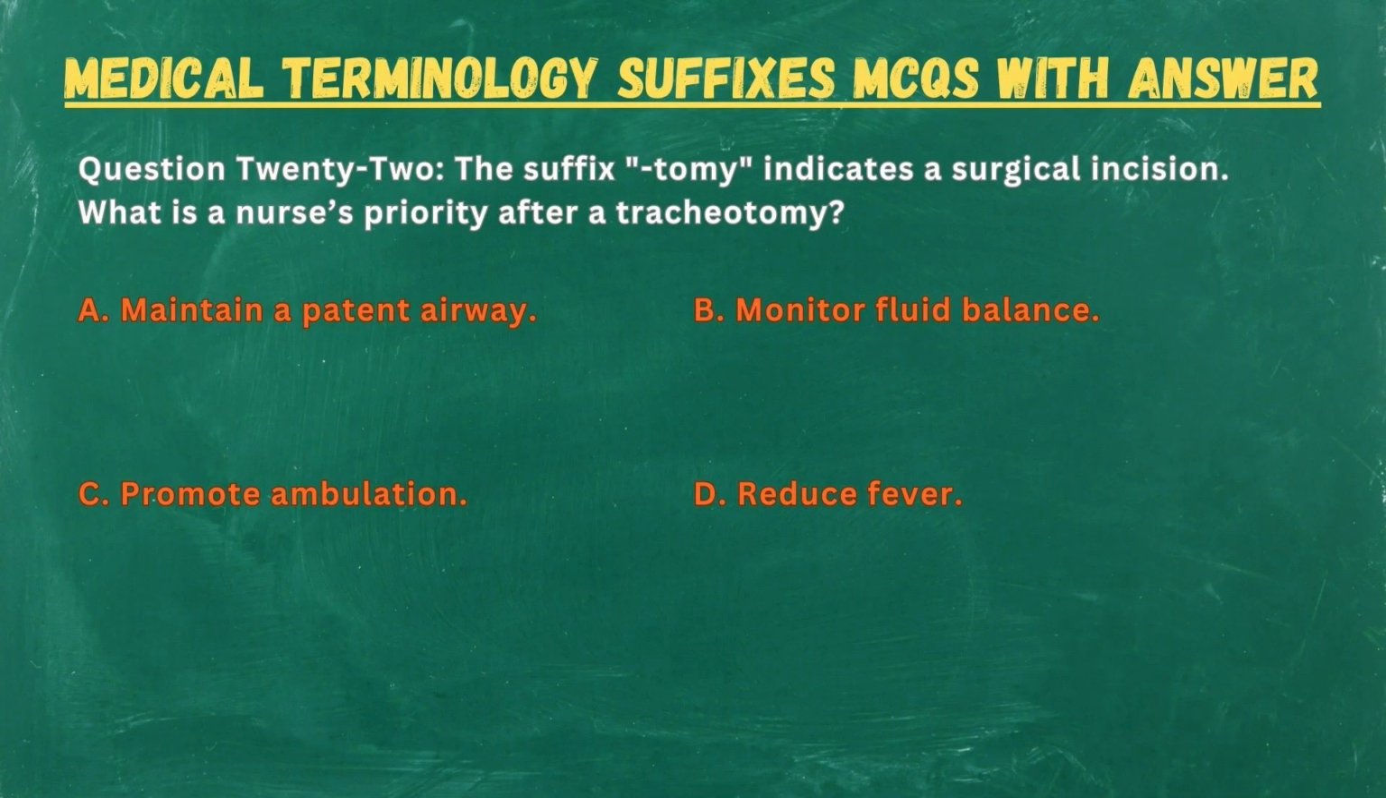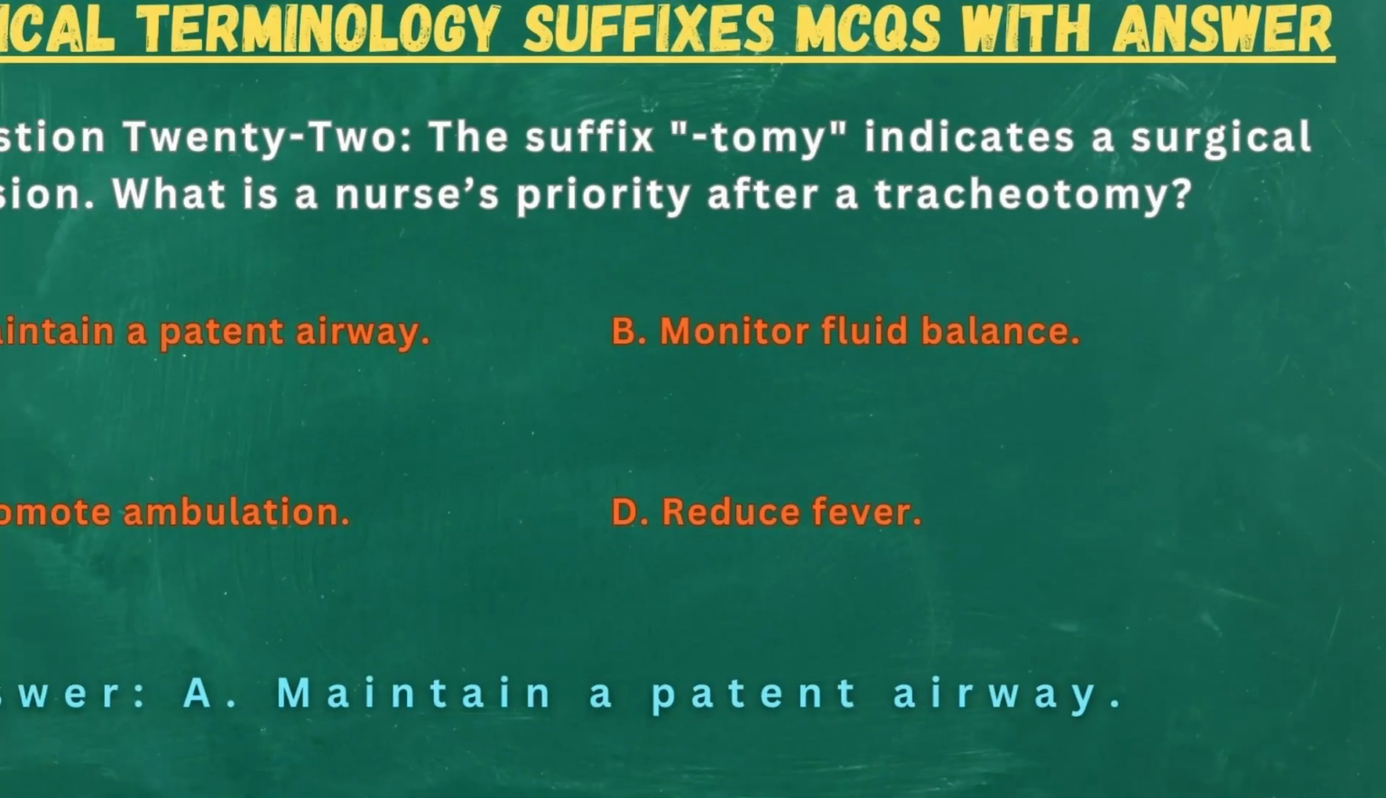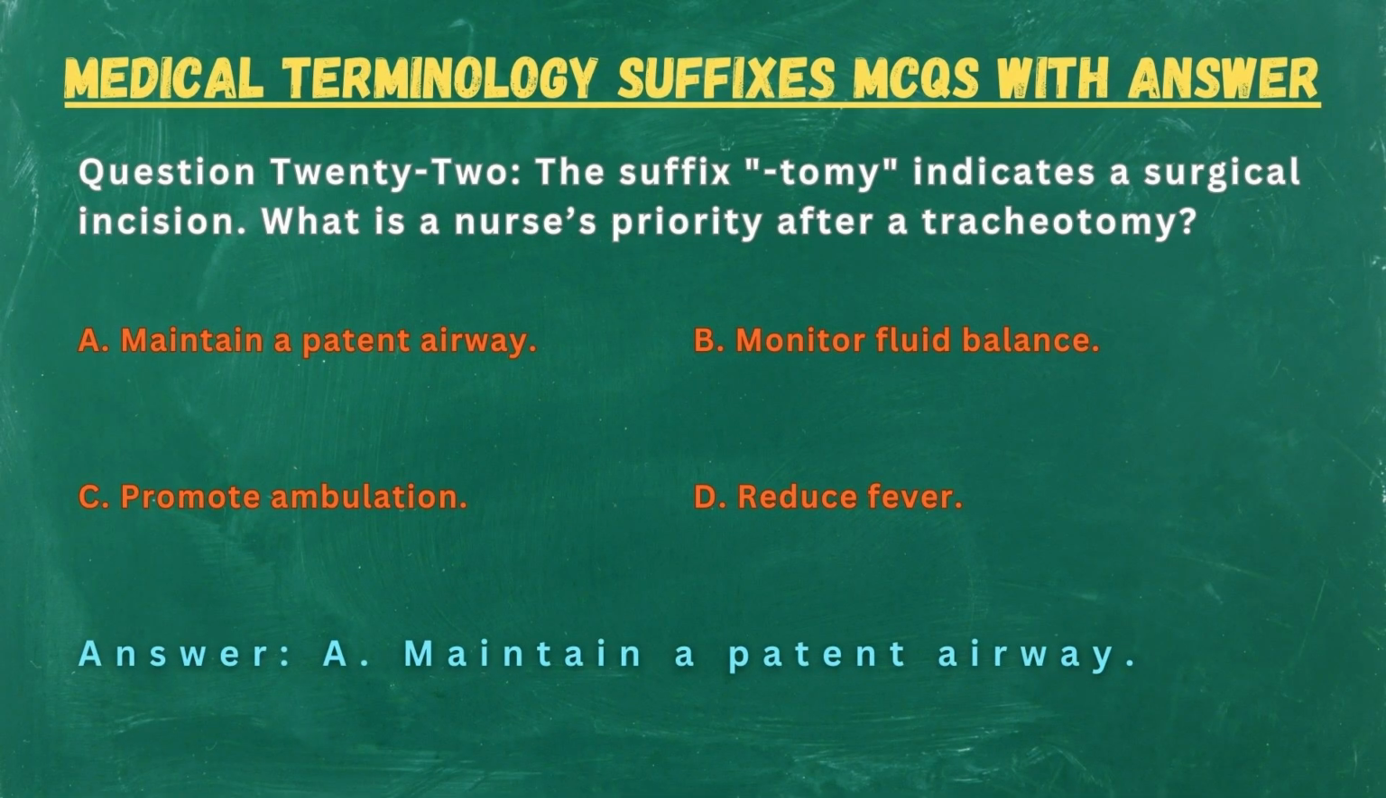Question 22. The suffix tomi indicates a surgical incision. What is a nurse's priority after a tracheotomy? A. Maintain a patent airway. B. Monitor fluid balance. C. Promote ambulation. D. Reduce fever. Answer: A. Maintain a patent airway.